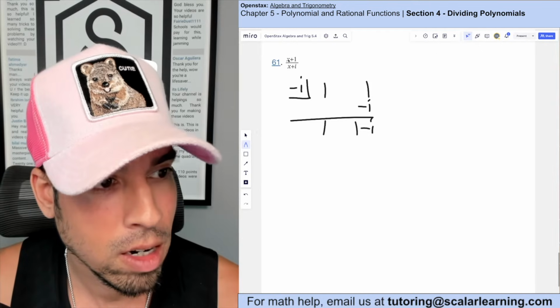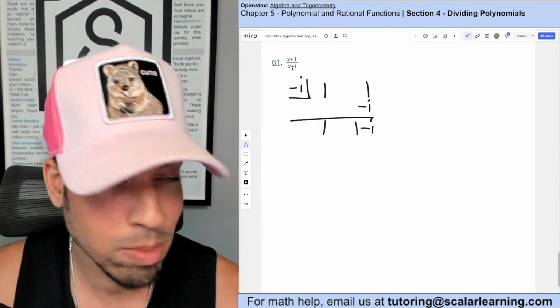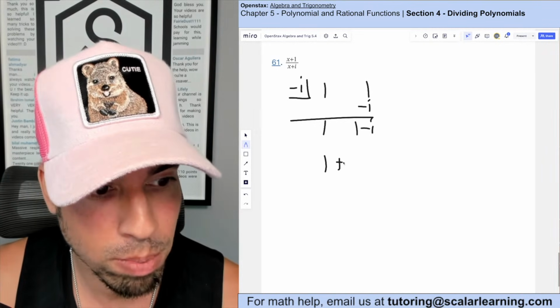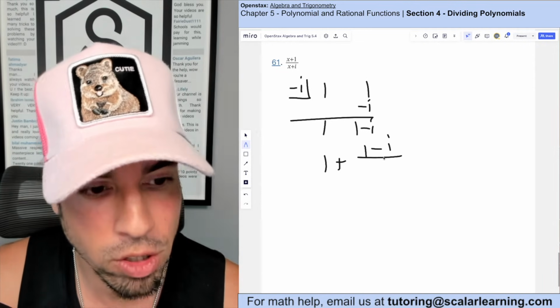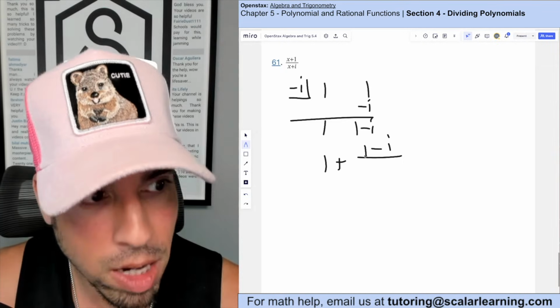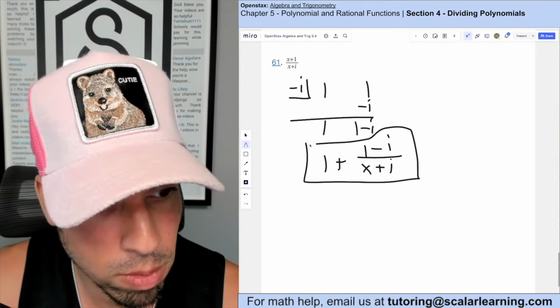So again, since this is x on the top polynomial, this is going to be 1 times x to the 0th power. This is x to the 1 power. So that's just 1, and then plus our remainder here of 1 minus i. And we always store our remainder in our final answer over the original divisor. That's the number on the bottom here, which is x plus i. There's your answer. Boom, done.